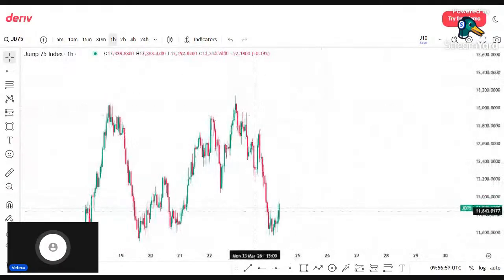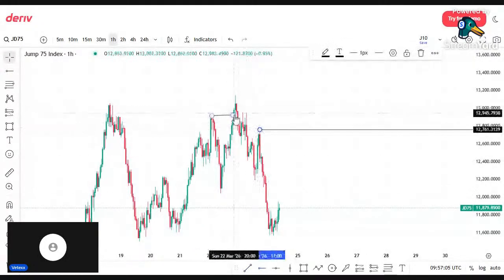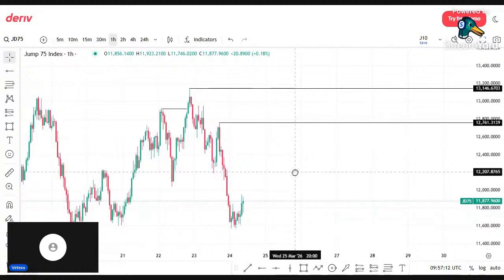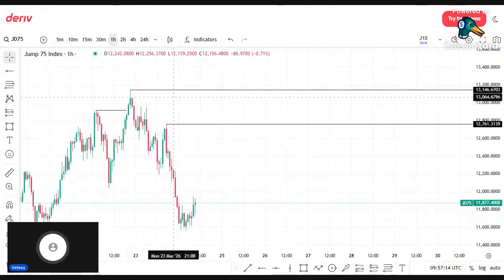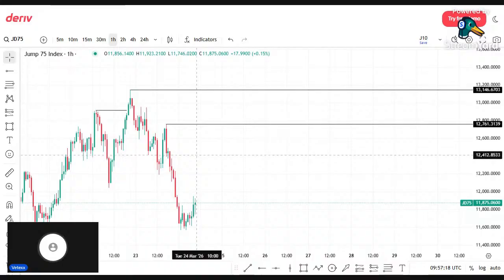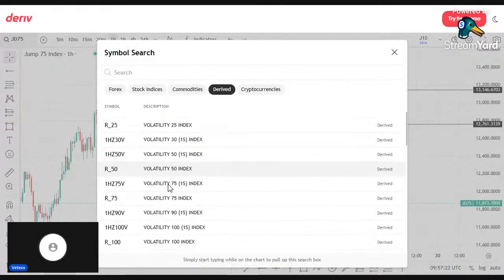Okay, we have this sell structure on jump 75, which is also a type B setup. So this is it. And then this is the protected high. So we'll be anticipating this move right on jump 75. And the last but not the least is what? Jump 100.